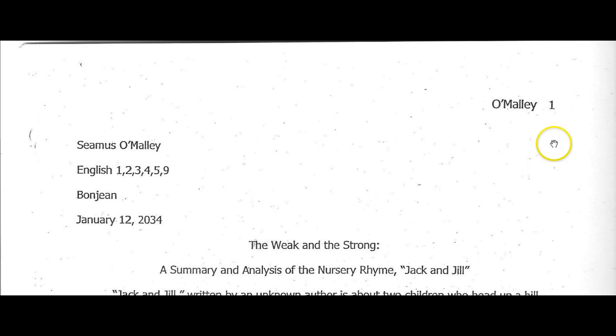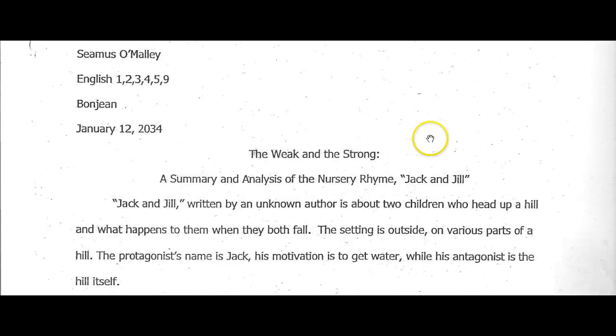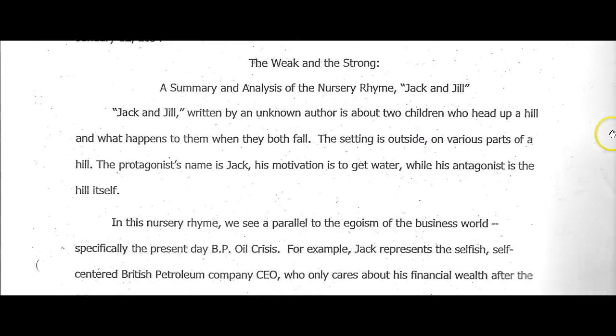Okay, so we have the heading here. You've all read your MLA format, so you know exactly what's going on here. My title is The Weak and the Strong, and it's a summary and analysis of the nursery rhyme Jack and Jill. Jack and Jill, written by an unknown author, is about 2 children who head up a hill and what happens to them when they both fall. The setting is outside on various parts of a hill. The protagonist's name is Jack. His motivation is to get water, while his antagonist is the hill itself.